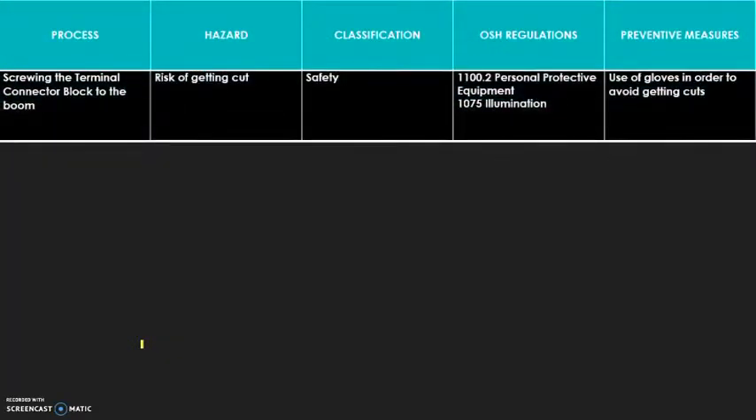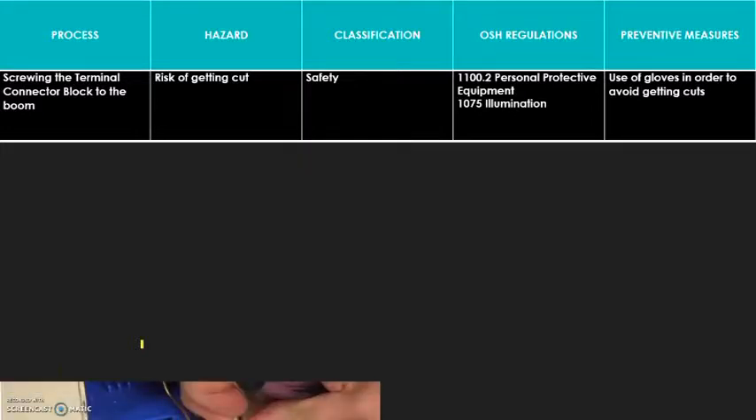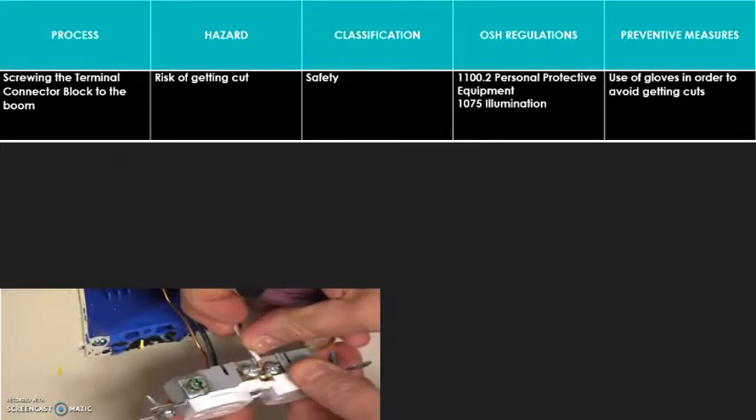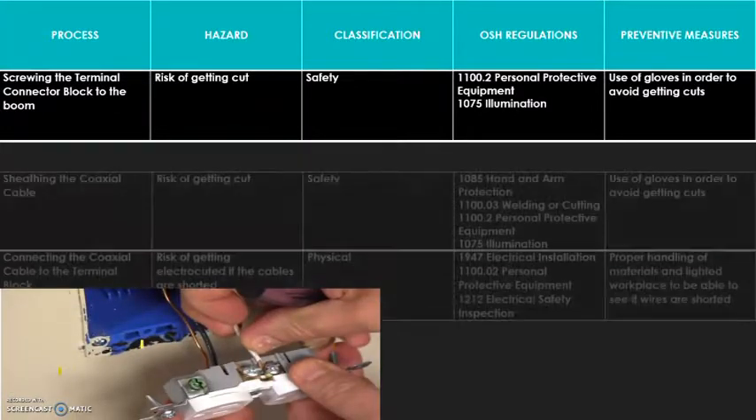So the next step will be the screwing of the terminal connector block to the boom. We have the risk of getting caught, and its classification falls under safety. We have to prevent it by using PPE and proper illumination, therefore it falls under its OSH regulations. This is an example of screwing the terminal connector block to the boom.